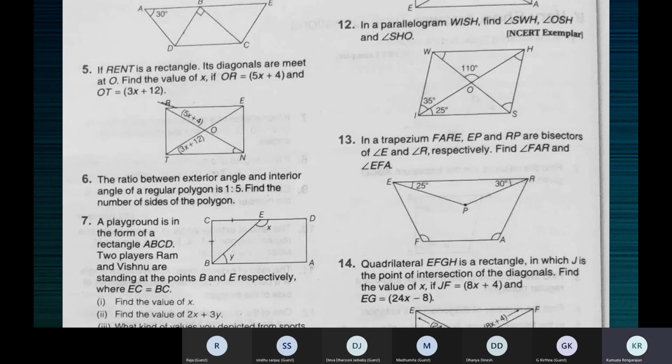How do you do it? Ma'am, 5x plus 4 is equal to 3x plus 12. Yes, they're equal. It's a rectangle, so OR is equal to OE is equal to ON is equal to OT. Correct. 5x plus 4 is equal to 3x plus 12. On solving this, you will get x is equal to 4. Correct.